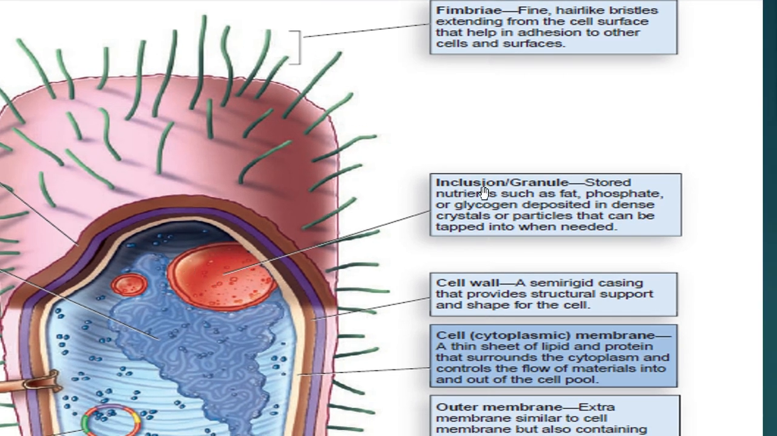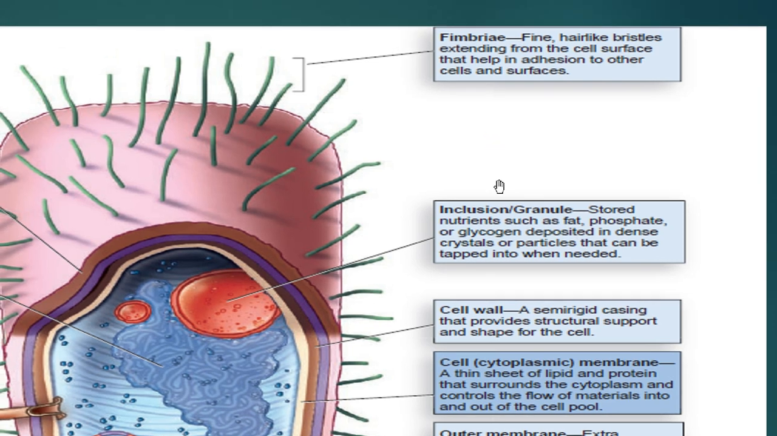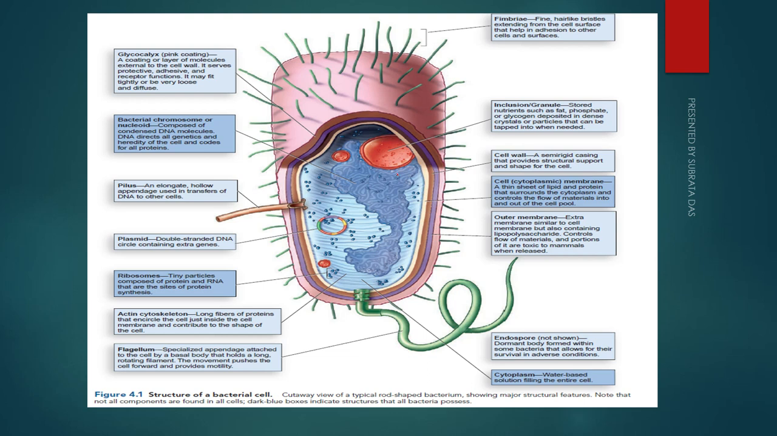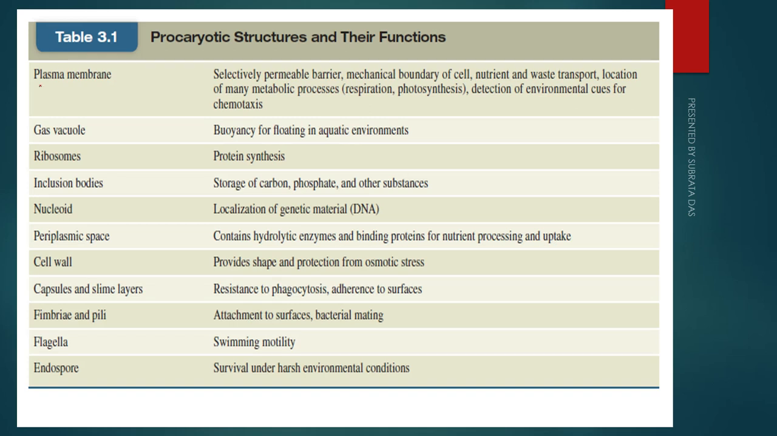Okay, another thing is inclusion bodies, which are storage compounds where bacteria store their nutrients such as fat, phosphate or glycogen. Okay, and the last thing is fimbriae. These are the fimbriae structures. Fimbriae are fine hair-like bristles extending from the cell surface that help in adhesion to other cells and surfaces. Okay, so this is all about the function of cell structure components. More specifically here we can say that this is the plasma membrane structure.